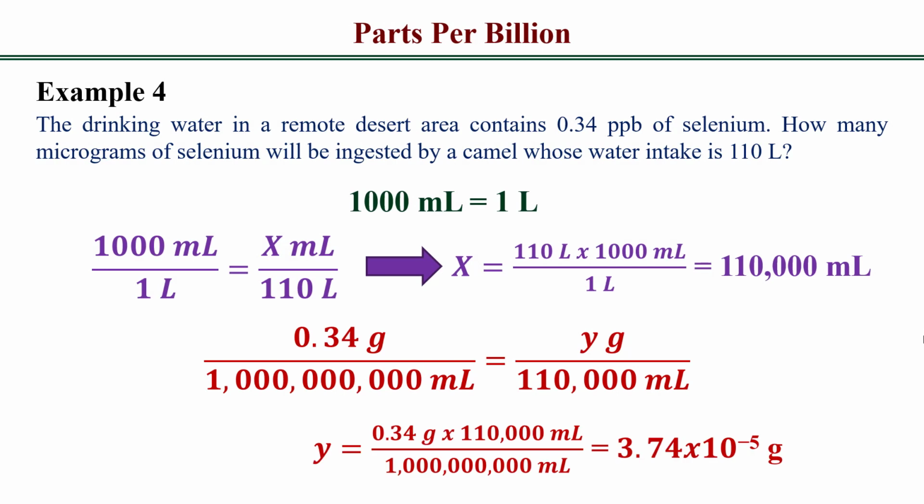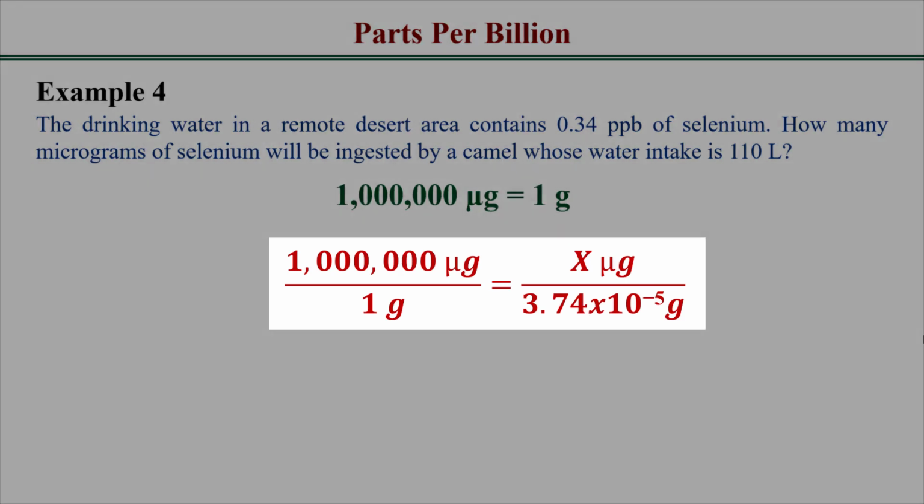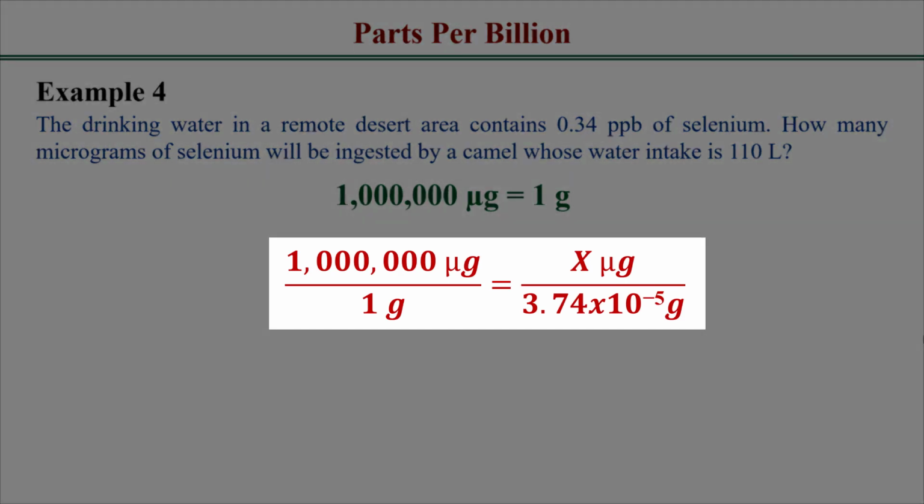Y is equal to 0.34 grams times 110,000 milliliters divided by a billion milliliters, and that is equal to 3.74 times 10 to the negative 5 grams. But we don't stop here because the question is asking for how many micrograms. The next thing we want to do is convert the grams to micrograms, and a million micrograms is present in 1 gram. So we set up a proportion using the conversion factor. A million micrograms divided by 1 gram is equal to x micrograms divided by 3.74 times 10 to the negative 5 grams.